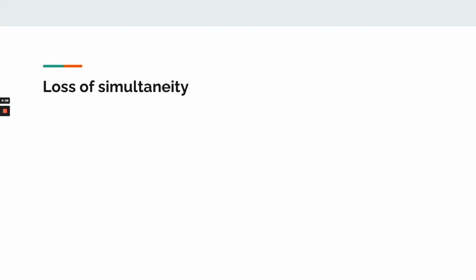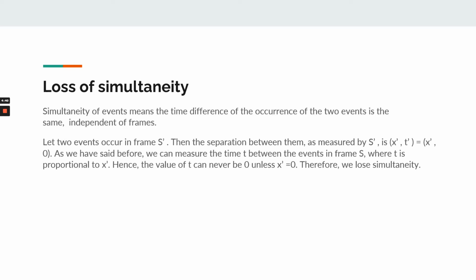And the final effect is loss of simultaneity. So first of all, let's define what simultaneity is. Simultaneity of events means the time difference of occurrence of the same two events is the same, independent of frames. So let two events occur in the frame S prime. Then the separation between them, as measured by S prime, is x prime, t prime equal to x prime 0. As I've said before, we can measure the time t between the events in the frame S, where t is proportional to x prime. Hence, the value of t can never be 0 unless x prime equal to 0. So therefore, we lose simultaneity.